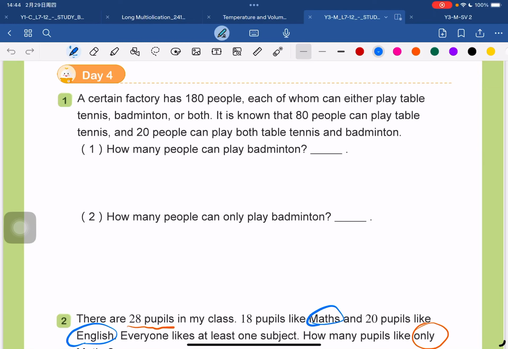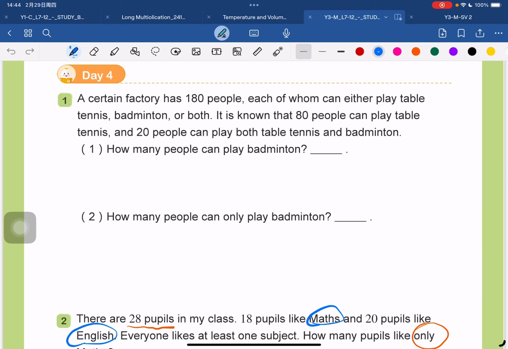Let's take a look at question 1. A certain factory has 180 people, each of whom can either play table tennis, badminton, or both. It is known that 80 people can play table tennis and 20 people can play both table tennis and badminton. How many people can play badminton and how many people can only play badminton?